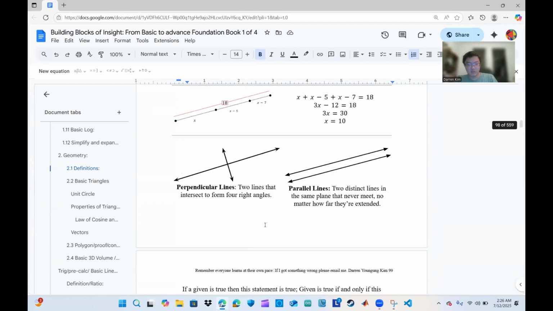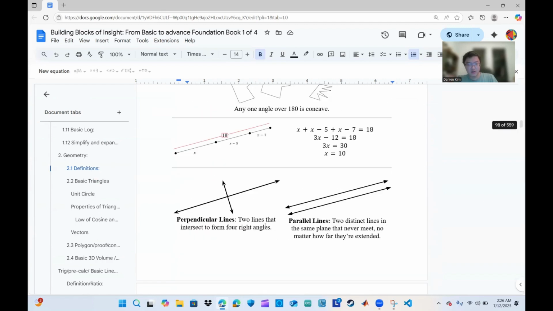I don't like that geometry section at all, honestly. Yeah.